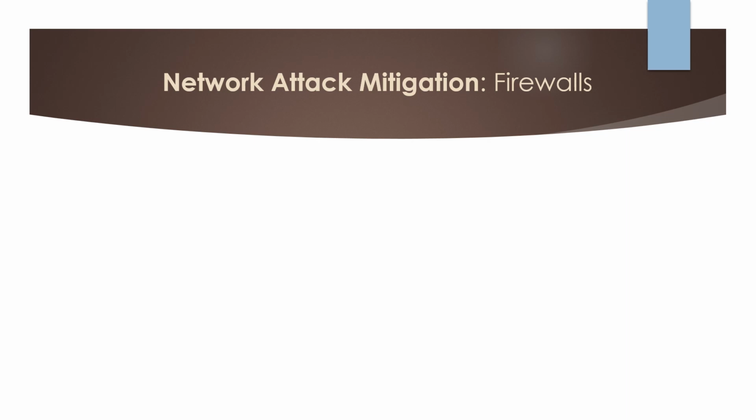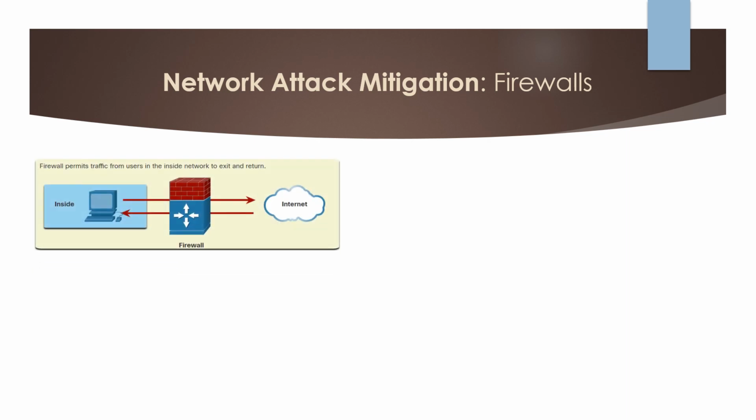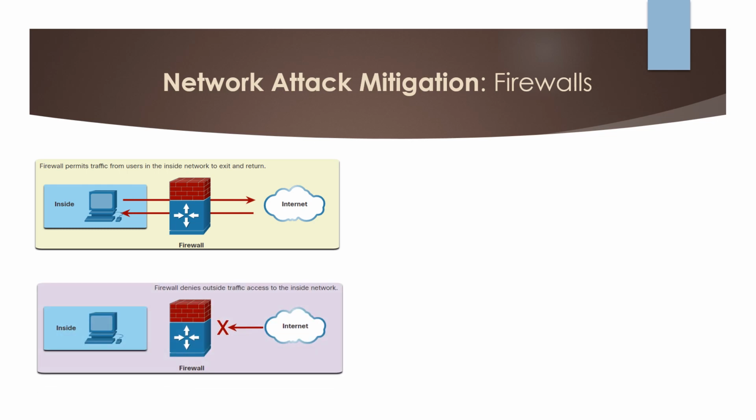For example, there is a topology that illustrates how the firewall enables traffic from an internal network host to exit the network and return to the inside network. And the other topology illustrates how traffic initiated by the outside network is denied access to the internal network. A firewall could also allow outside users controlled access to a specific service.